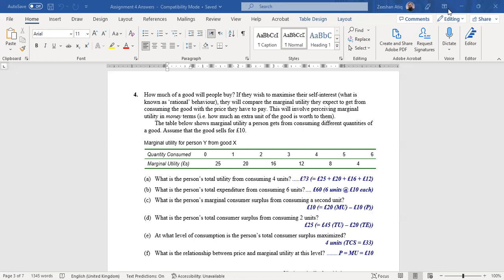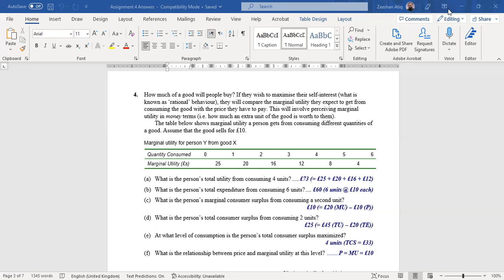They will compare the marginal utility they expect to get from consuming the goods with the price they have to pay. Again, as you remember, basic economics is about the comparison between the additional cost of the consumption and the additional benefit that you get. So this will involve perceiving marginal utility in monetary terms. As you know, one of the definitions of utility is the money price you are willing to pay for something: how much the extra unit of the good is worth to them.